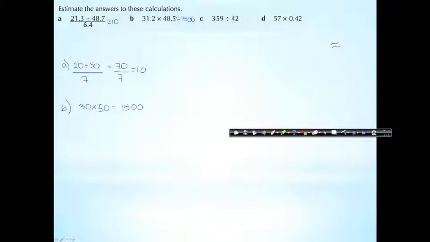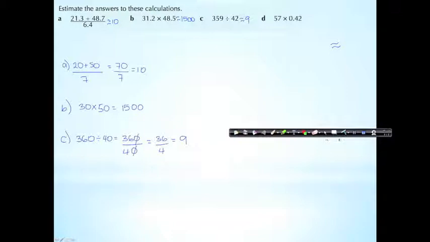Okay, for part C, we've got 359 divided by 42. If I round that up to 360 and I divide by 40, so that's the same as saying 360 divided by 40. If we divide by 10, that will cancel those two out, so it's 36 over 4, and that's going to give me 9. So 36 divided by 4 gives me 9. So this is approximately 9.